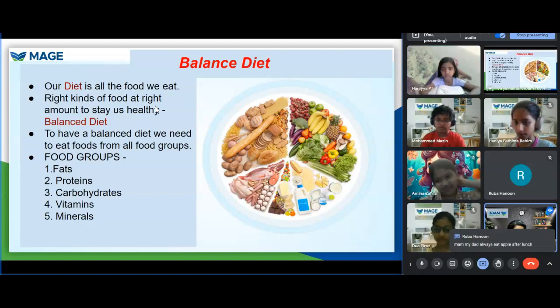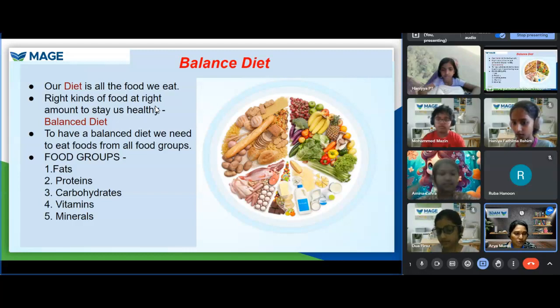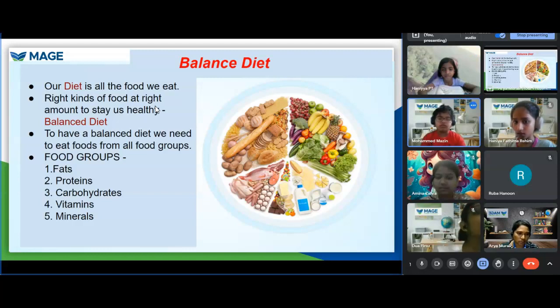Okay, good. Ruba, your dad eats apple, that's good. But tell your father to eat apple at least half an hour after lunch. It's not good to eat fruits immediately after having a heavy meal.